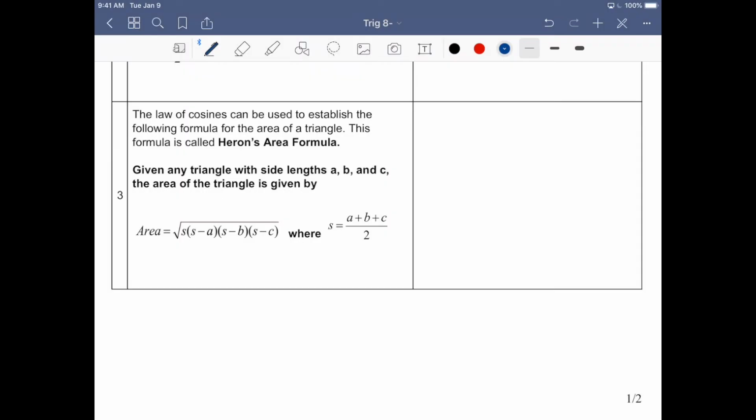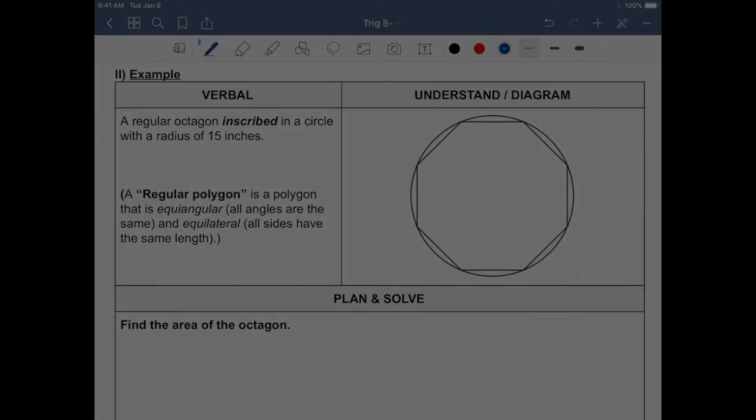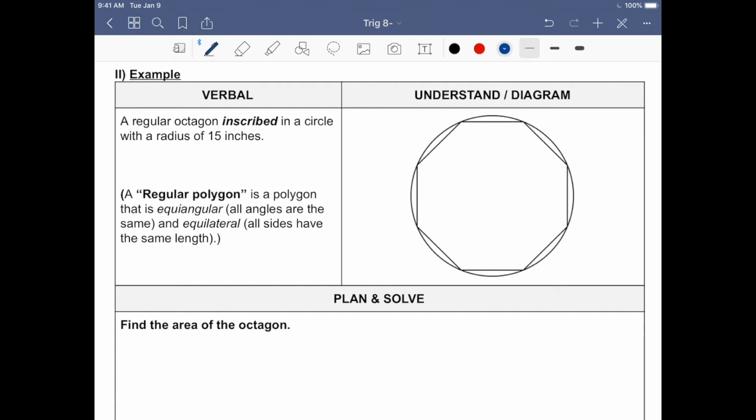Formula number 3 says that the law of cosines can be used to establish the following formula for the area of a triangle. This formula is called Heron's area formula. Given any triangle with side lengths A, B, and C, the area of the triangle is given by the following. So you can use this when you know all three sides, meaning you have the SSS case. So if you turn to the next page, we'll actually work out an example.